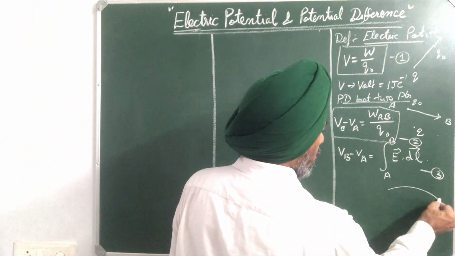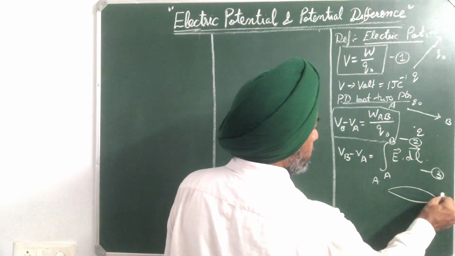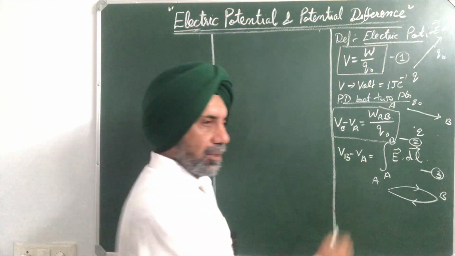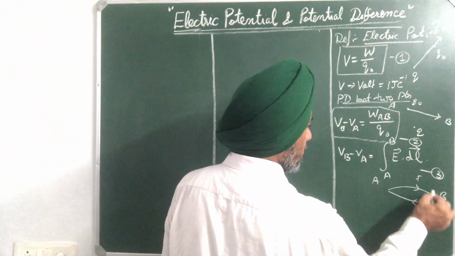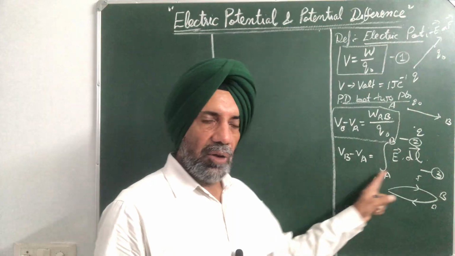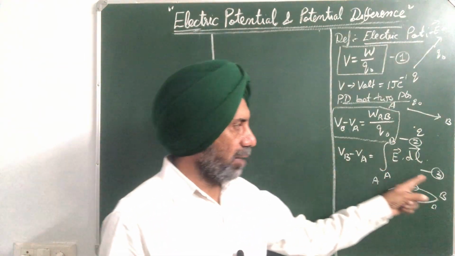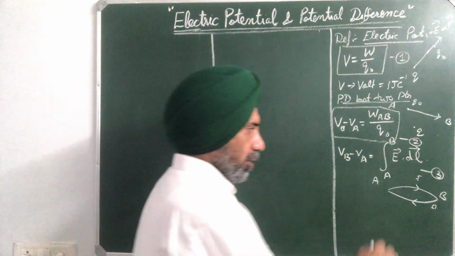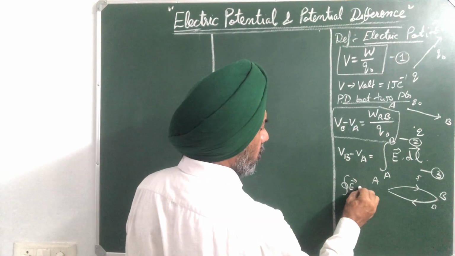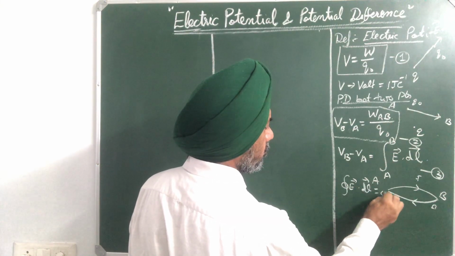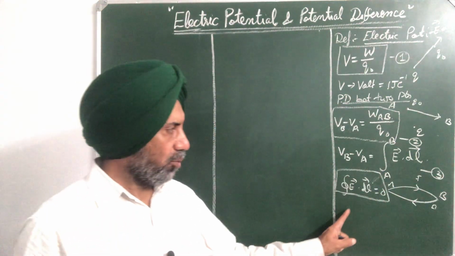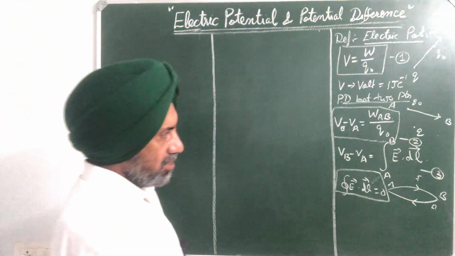Now suppose we have 2 points A and B, and we move the charge from A to B, then B to A through a closed path. This is the first path, this is the second path. Then we'll prove that the amount of work done, that is, the line integral of electric field over a closed path, is always 0. That is, we have to prove E dot dl is 0 over a closed path. It can be proved very easily.